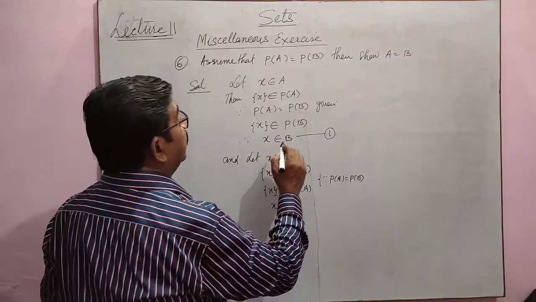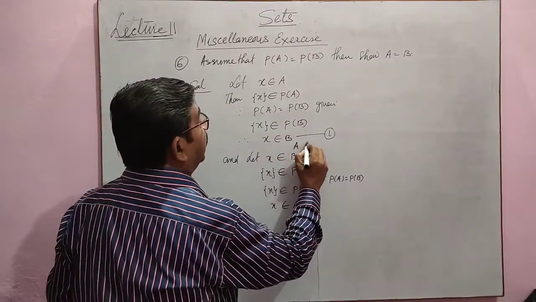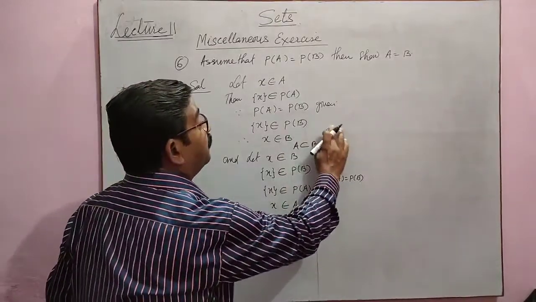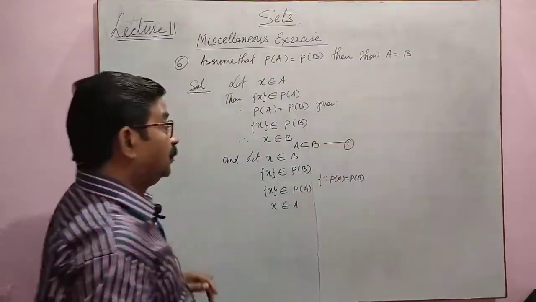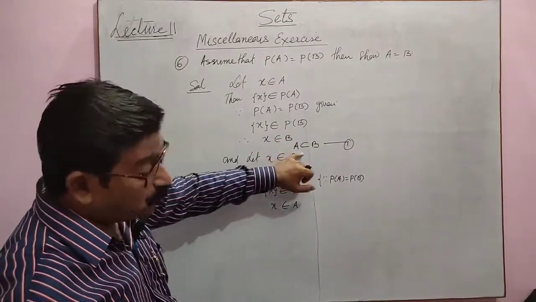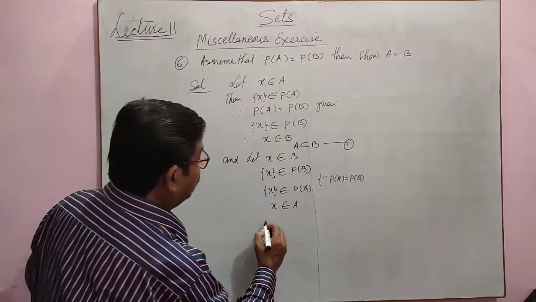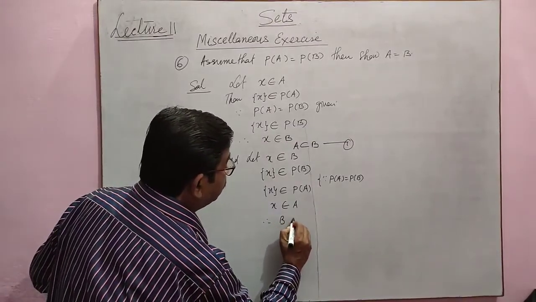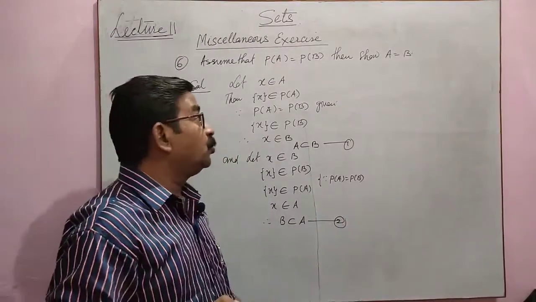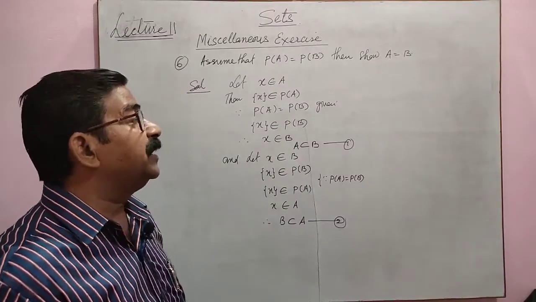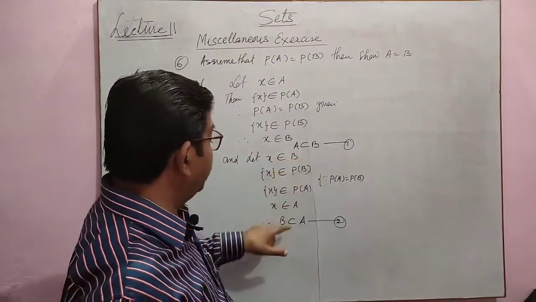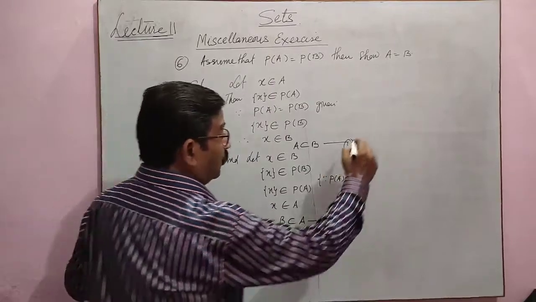Here it was X belongs to A and finally X belongs to B. Then what can we say? Here A is a subset of B. Let this be equation 1, because X belongs to A and X belongs to B, so A is a subset of B. Here X belongs to B and finally we get X belongs to A. Therefore we write B is a subset of A. Equation number 2.